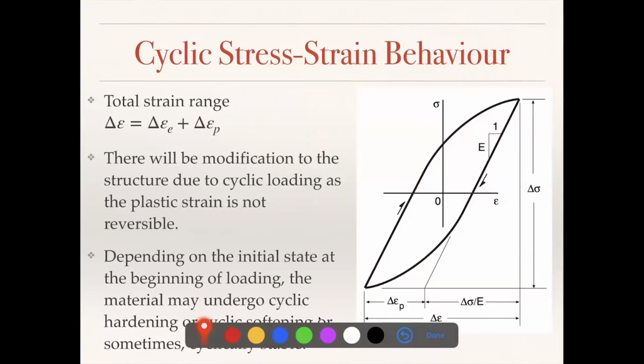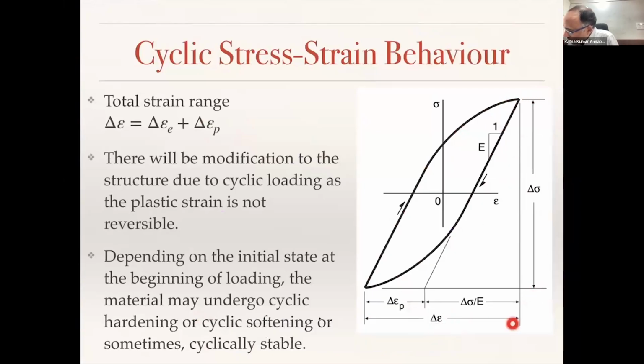Any questions? No, got it. Thanks, sir. So now, this is the hysteresis loop that we are talking about. This is the total strain range for a corresponding stress range, and this is what we call the total strain range. Delta epsilon can be decomposed into 2 parts: elastic strain range and plastic strain range. Elastic strain range is given by delta sigma by E because this is when you are unloading, this is the recovery of the elastic strain. So that is why you take the slope and that is your elastic strain range and this is your plastic strain range.